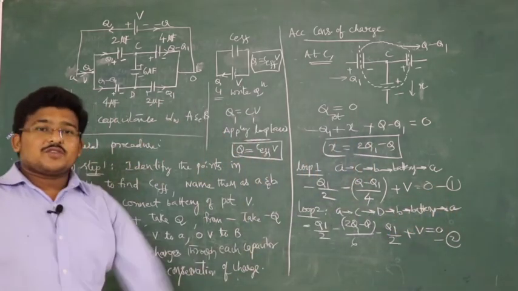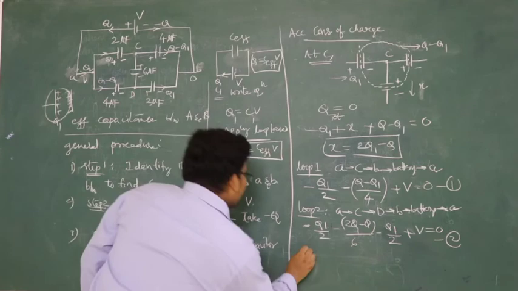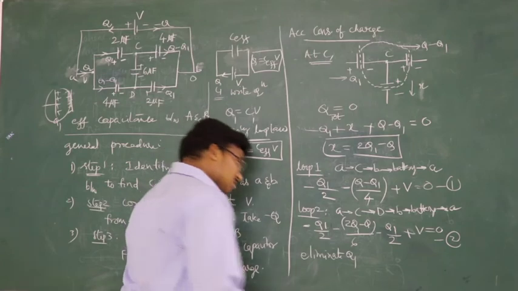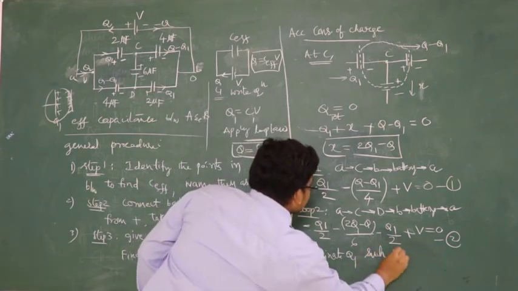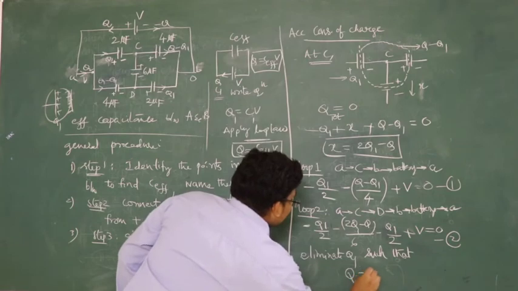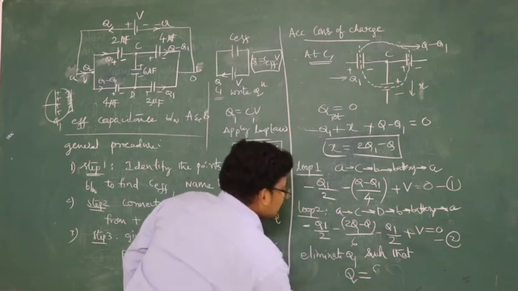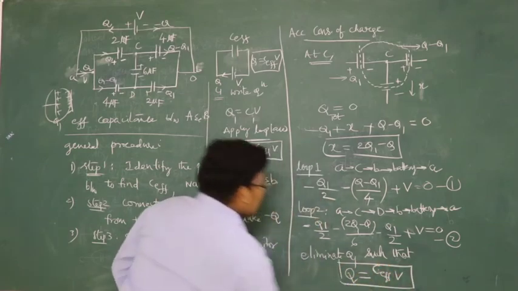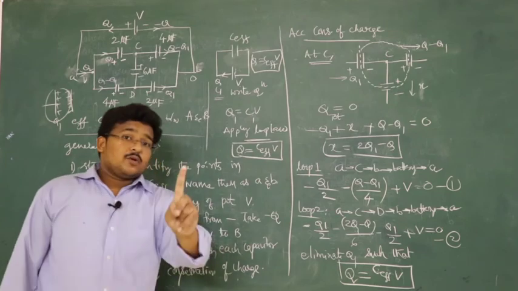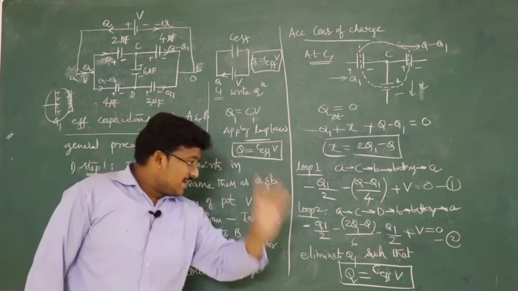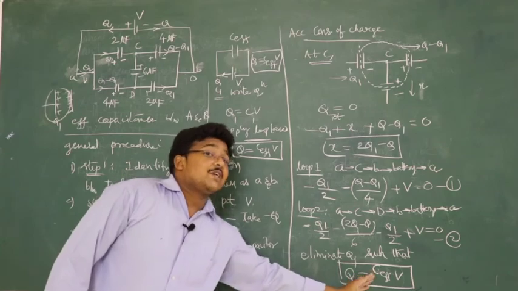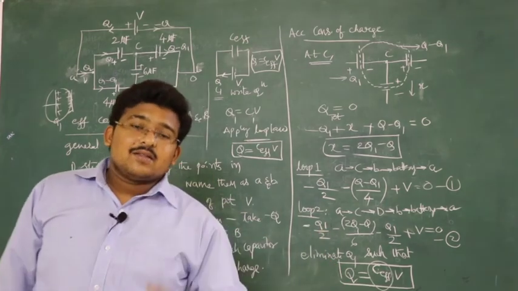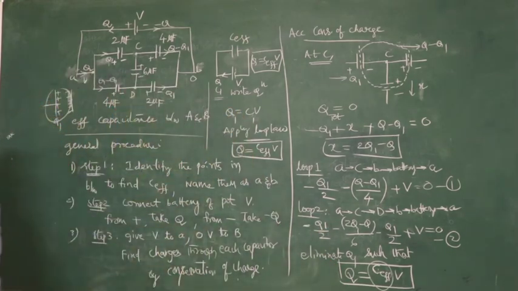Now solve these two equations, and eliminate Q1 in such a way that you can get the formula in the form Q is equal to C effective into V. Solve these two equations, eliminate Q1 so that you will get an equation Q is equal to C effective into V. Now how much capacitance you are getting in this place, that will be the effective capacitance. This is the general method.